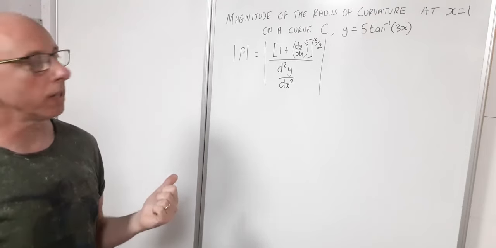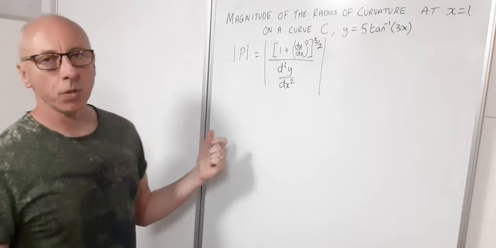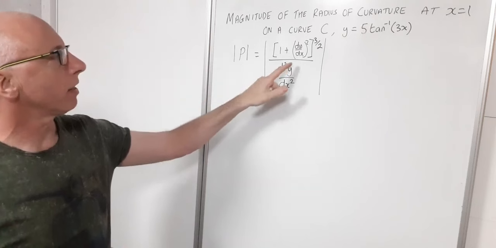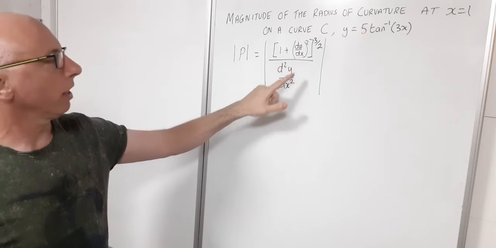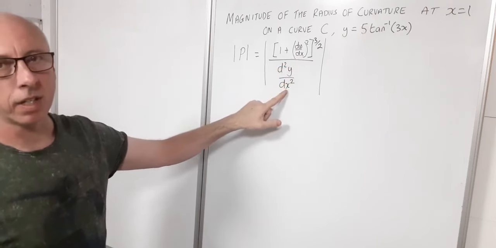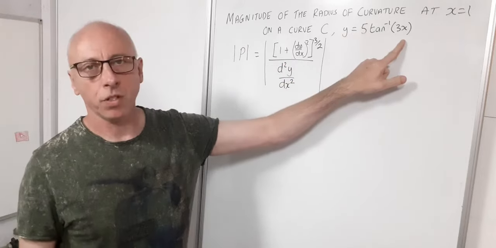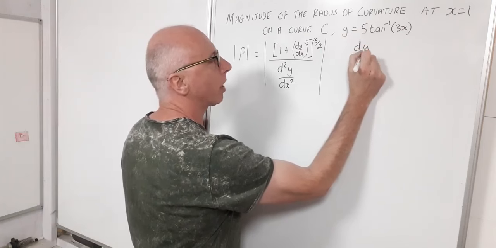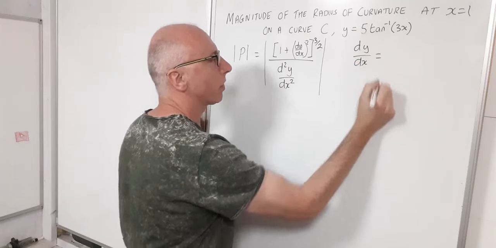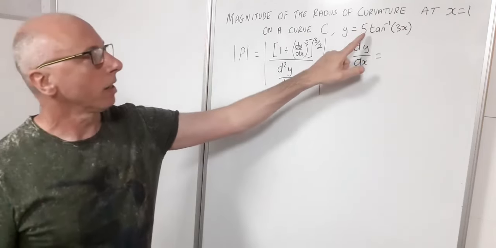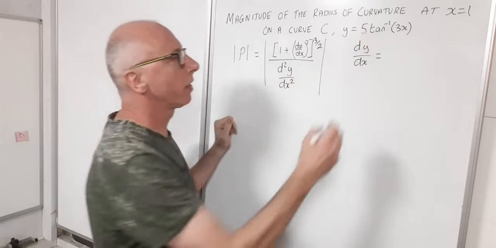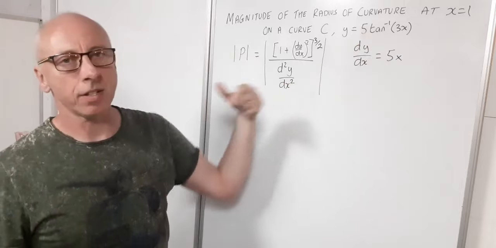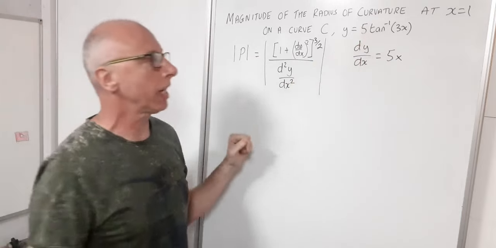Magnitude is always positive. So we've got a few things in here that we need to take care of first before we can start calculating the answer to this. Now we've got the first derivative here, and we've got the second derivative here. So let's find the first derivative of this. So dy dx, that's the first derivative. Now here we've got a constant multiple of 5, and the arctangent, now there's a standard derivative of that when we've got 3x.